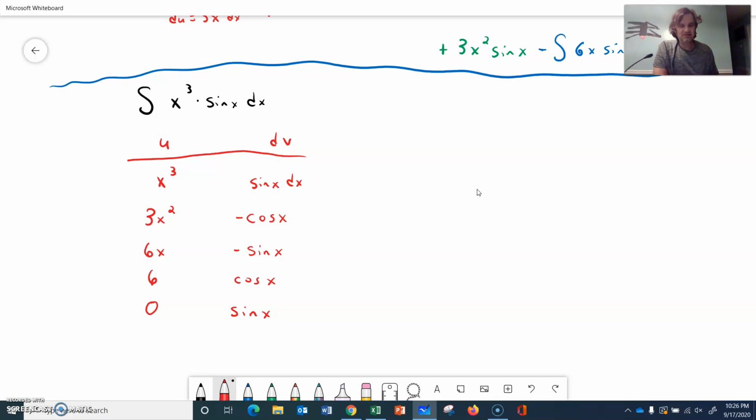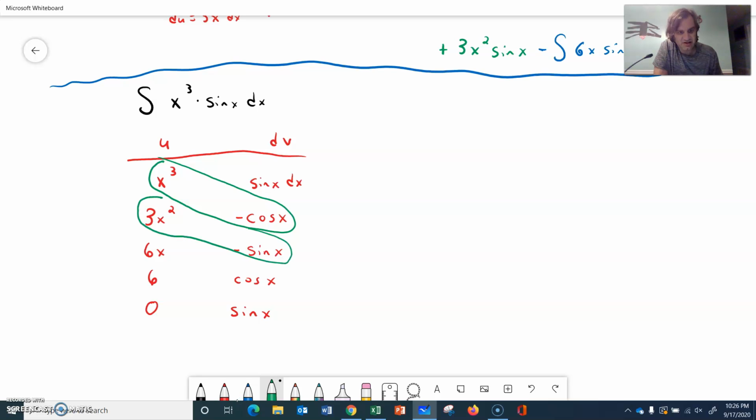Okay, so I've got these two columns. What I'm going to do is take the diagonals, because the diagonals are a v and a u. The original was a u, and I had to integrate one time to get to v. So this is the part I was keeping up top, uv. I'm going to take every one of these diagonals until it runs out.